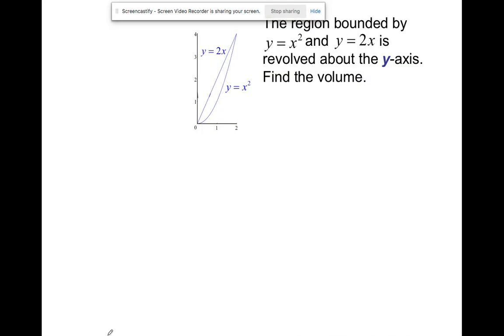So let's try one of those that's a y-axis situation. So I have a region bounded by these two curves. One is a line, one is the curve y equals x squared. I want you to find the volume by revolution. I am revolving around the y-axis.